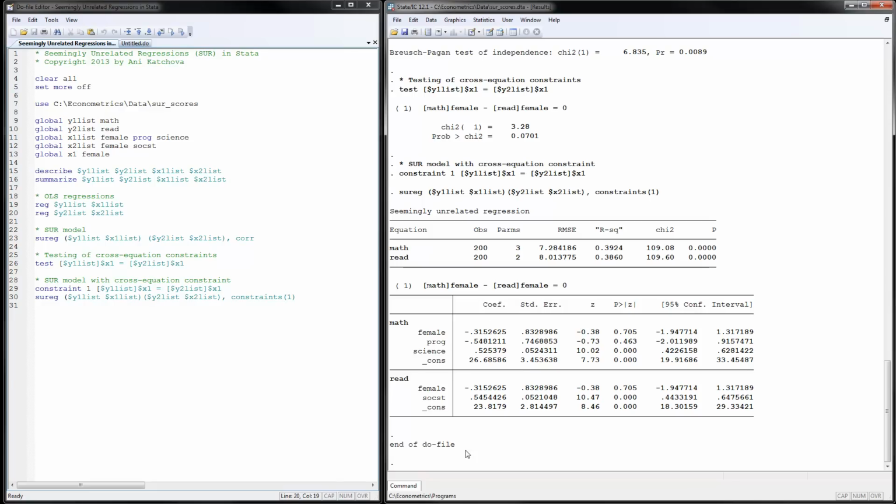So look at when it's estimated, you can see that the coefficients on female are now constrained to be equal to each other, and they turn out to be negative, but again they're not significant. And then the rest of the results are again a little bit different than what we had before. So this is how to impose constraints in case you have a demand system or something like that and you want to impose those constraints.